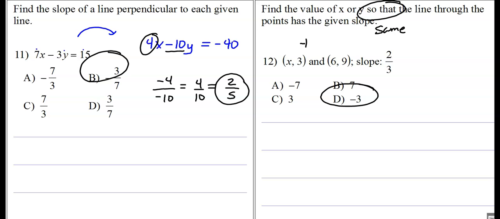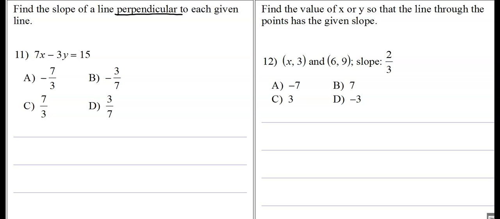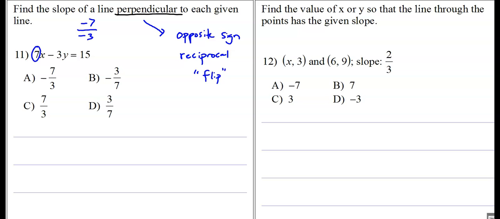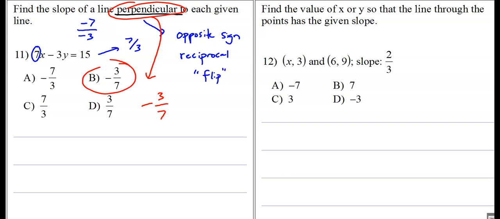11 and 12. 11 says find the slope of a line perpendicular. So the big thing about when you want to be perpendicular, you need to be opposite sign, meaning one's got to be positive, one's got to be negative. And then I want to be a reciprocal, aka a flip. So let's use the shortcut. Opposite of A over B. So my slope of this line right here is 7/3. So if I want to be perpendicular, I need to flip that, and I need to change its sign. So the correct answer there is B.